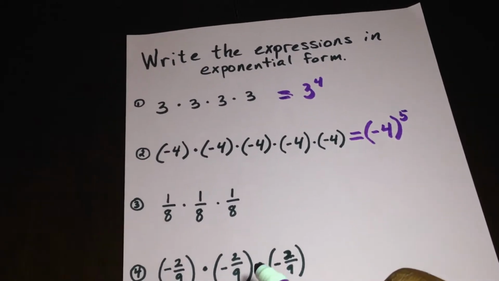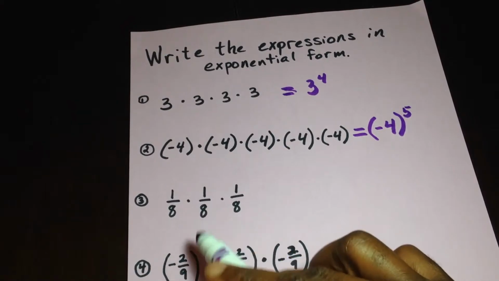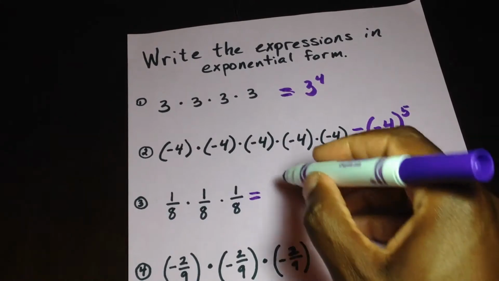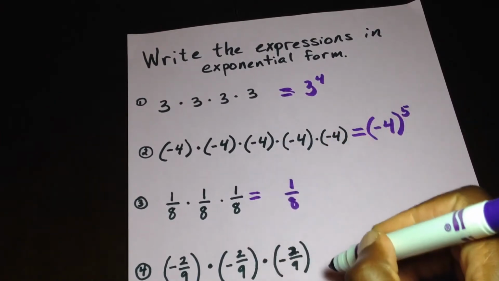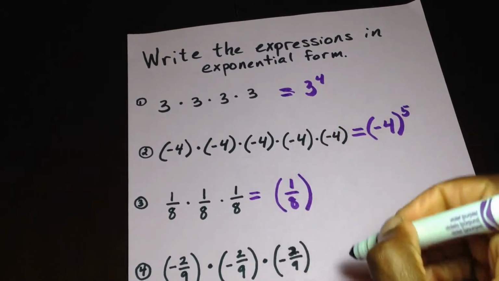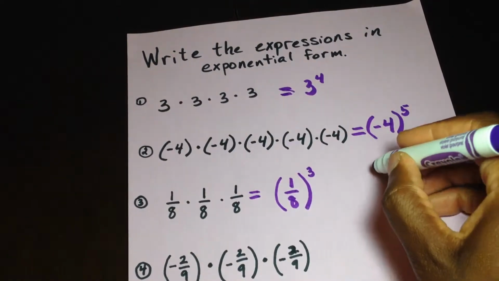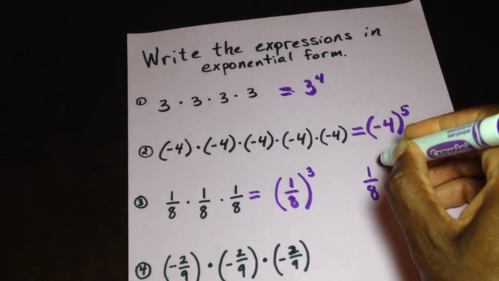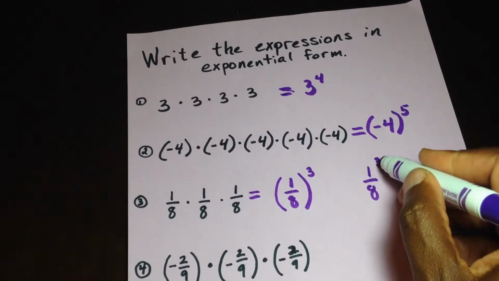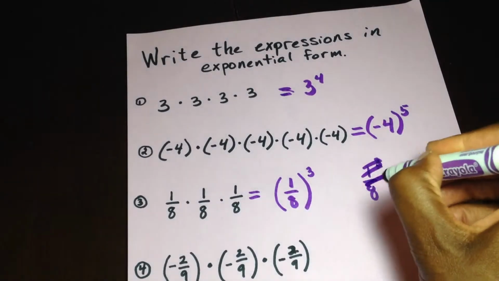All right. For the next one, I have 1/8 times 1/8 times 1/8. So my base is 1/8. That means that when I rewrite this in exponential form, it's going to be 1/8, and again, we want to put parentheses around it. And that will now be to the 3rd power, right? Remember, if we wrote it without parentheses, the reason this would not be correct is that it is pretty much saying that only the 1 is to the 3rd power. You want the whole fraction 1/8 to the 3rd power. So this would not be the correct answer.